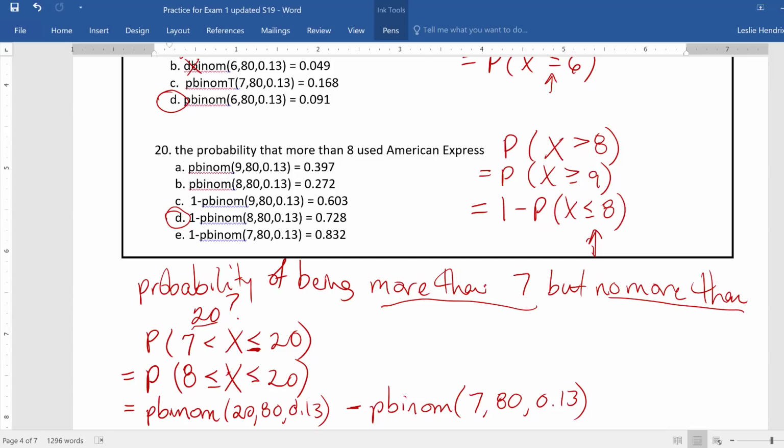So make sure you know how to do the equal to probabilities, the greater than and greater than or equal, the less than and less than or equal, and being between. So practice, practice, practice.